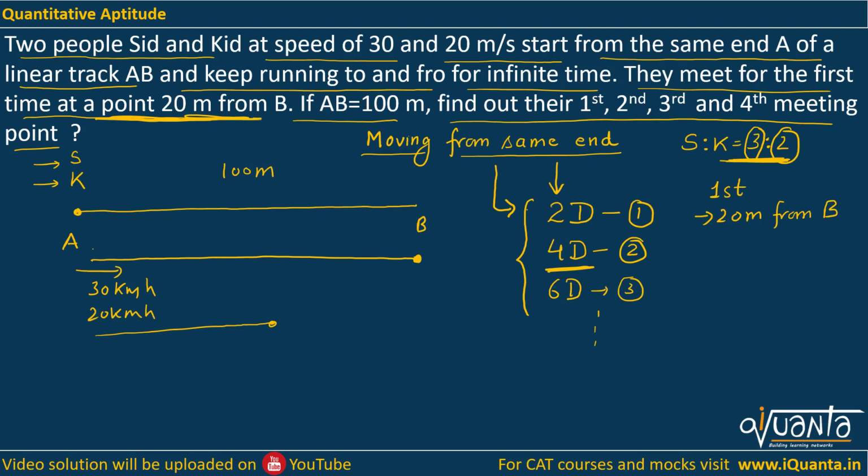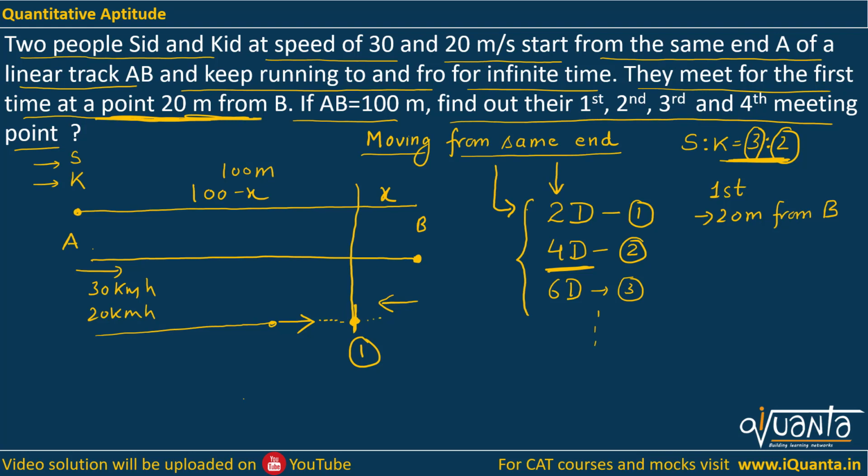Now as soon as car A touches B, it would return, because these cars haven't met for the first time. When A returns, car 2 would still keep traveling towards B. So both of them will gradually approach each other, and somewhere here they would meet for the first time. If I say that this distance is x, then the remaining would be 100 minus x.